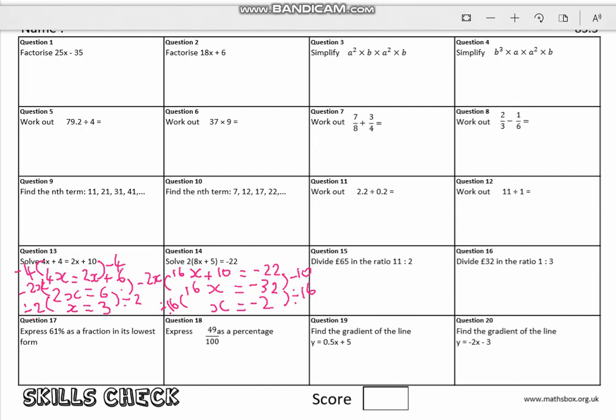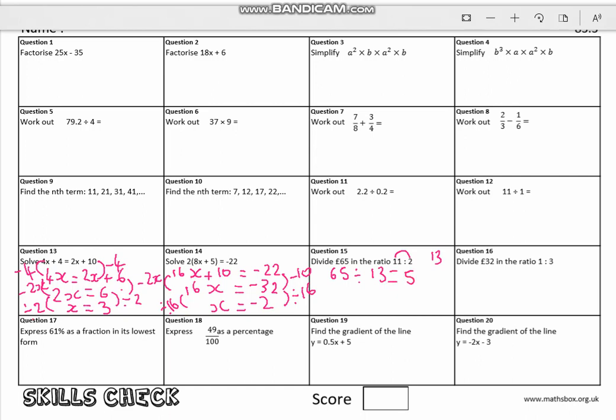The next one is a ratio. I don't think we've done these explicitly recently, but it's very similar to a fraction. The first thing we need to do is figure out how many bits they've got in total, so we add up the ratio. 11 plus 2 is 13. Now I've got £65, and I want to divide it into the 13 bits, because that's how many bits the ratio is. So 65 divided by 13 equals 5.